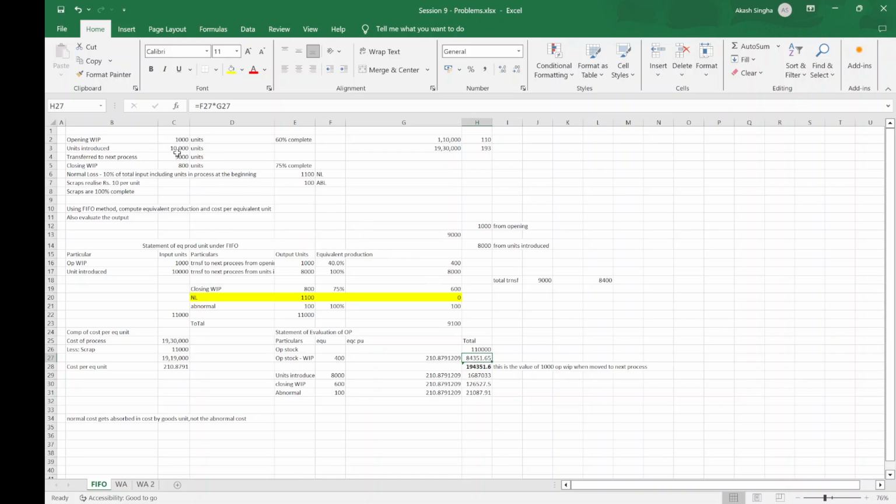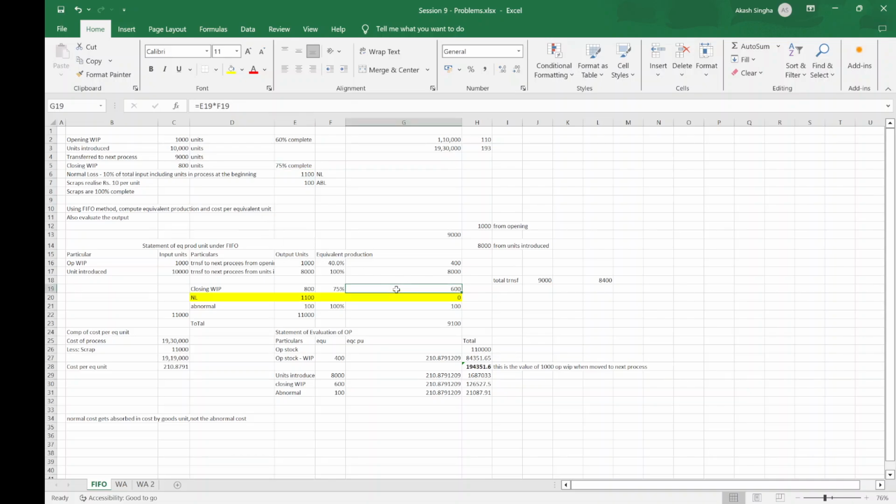So total value for this 1,000 unit is addition of this, which is 19,435.1. Now unit introduced was around 8,000 from the next stock, and from that per unit cost is 210. So this is the unit introduced for the 8,000, and closing work in progress is 800, in which 75% of job we have done in this process.